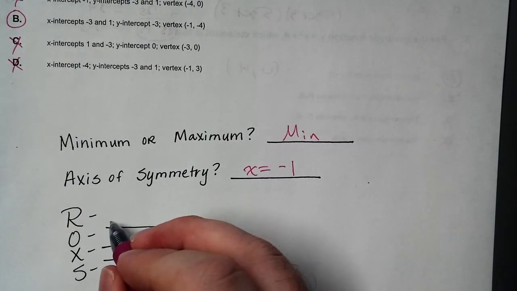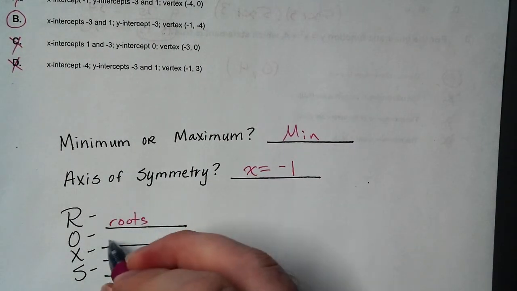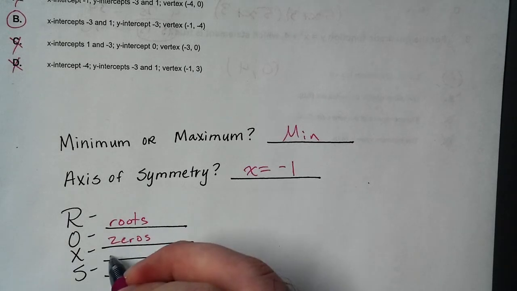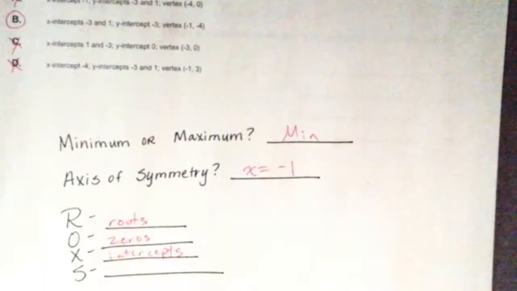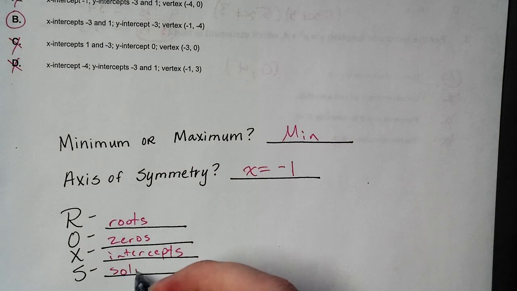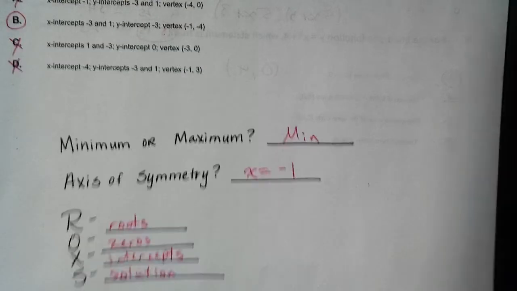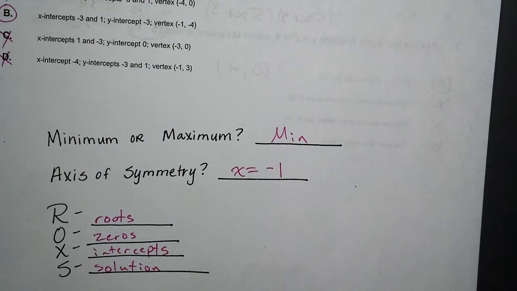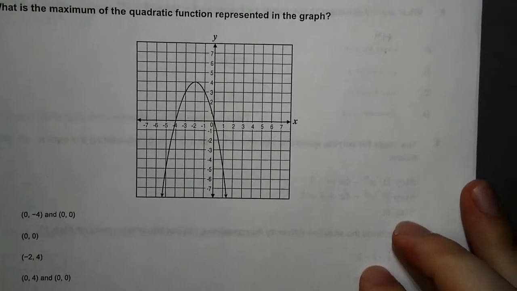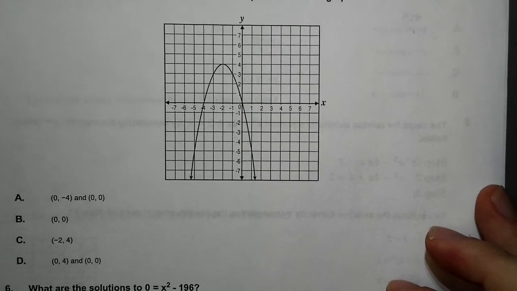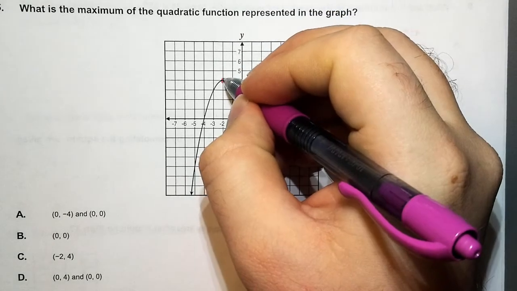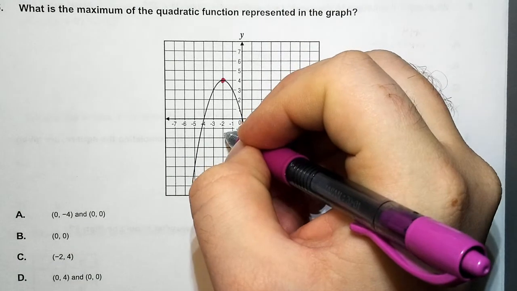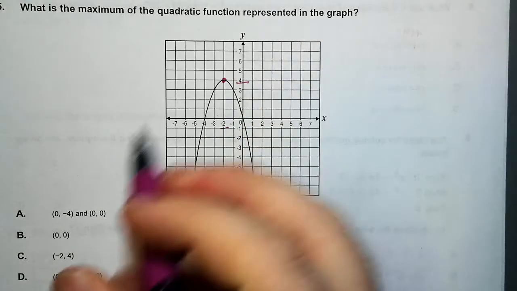Remember, rocks, if it asks for roots, zeros, x-intercepts, or if it asks for the solution, those all mean the same thing. And number 5 says, what is the maximum of the quadratic function represented in the graph? Well, maximum or minimum is always referring to your vertex, so find your vertex. The maximum value, it's at negative 2, positive 4, which is C.